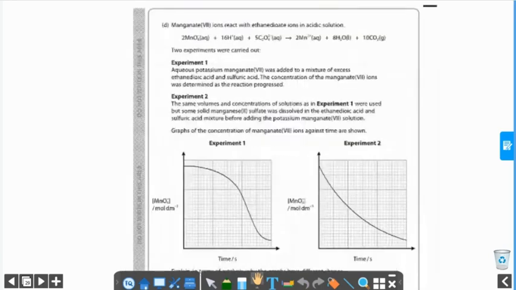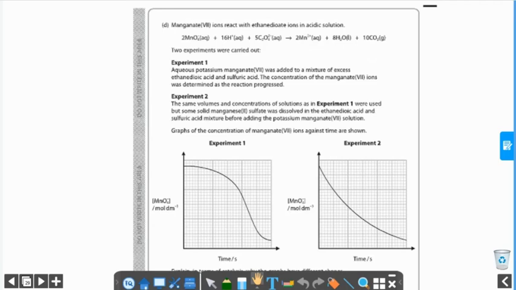Manganate 7 ions react with ethane dioate ions in acidic solution. Ethane dioate is oxalate ions. Two experiments were carried out. Experiment 1: aqueous potassium manganate 7 was added to a mixture of excess ethane dioic acid and sulfuric acid. The concentration of manganate 7 ions was determined as the reaction progressed. Concentration decreases.